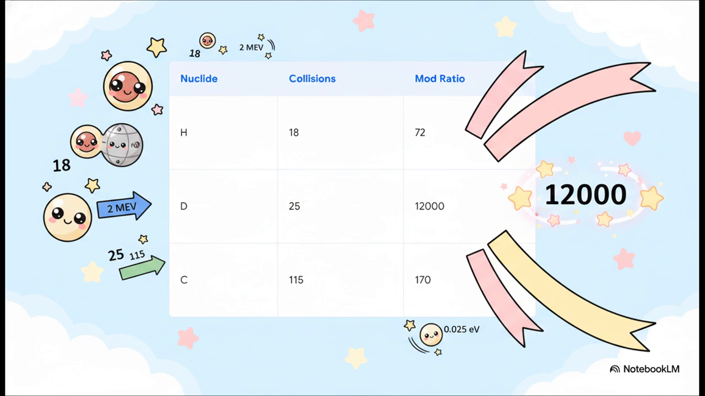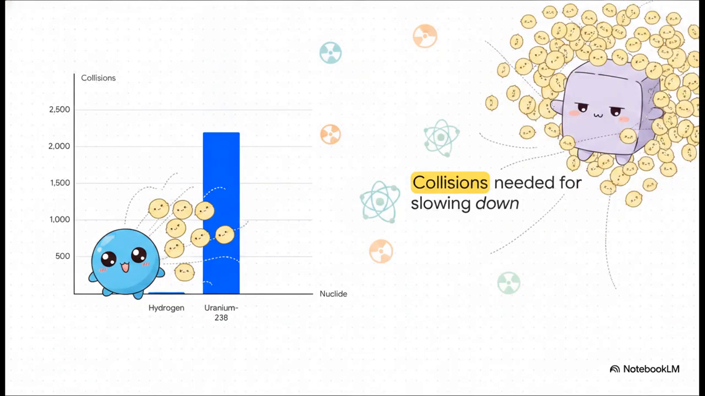But we also have to factor in the moderating ratio. And look at deuterium. It is staggeringly high at 12,000 compared to hydrogen's 72. Looking at the real extremes here, hydrogen acts as fantastic brakes. Since its mass is pretty much identical to a neutron, it can drain the maximum amount of energy in a head-on collision, needing just those 18 bumps to reach thermal speeds. But compare that to the massive, heavy nucleus of uranium-238.